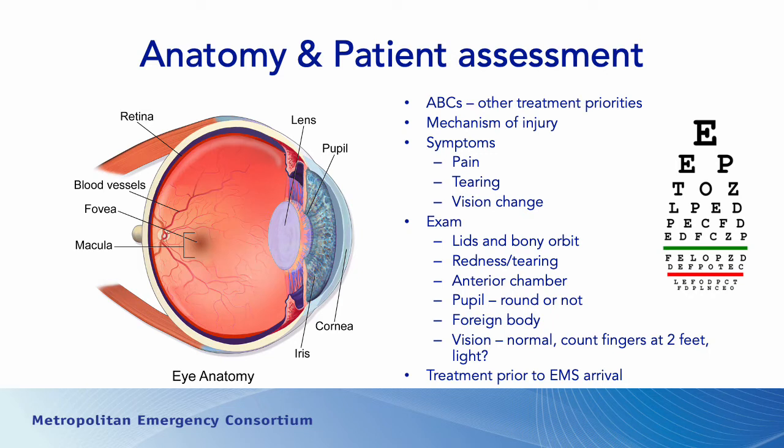What happened to the patient as a result of the eye injury? Were they hammering a nail with a hammer, and now they have a pain and foreign body sensation in the eye? Did they get a splash of a chemical in the eye? If so, what chemical was it?